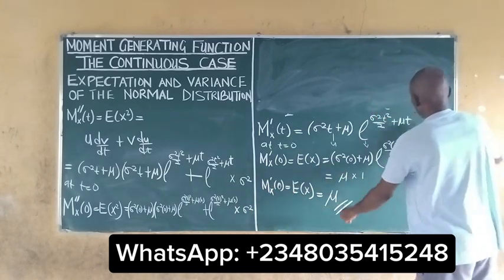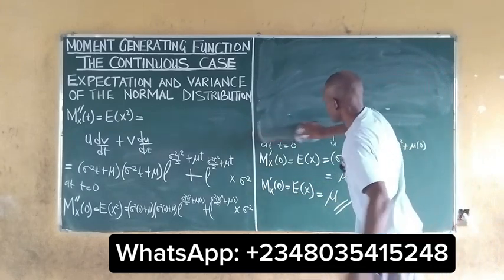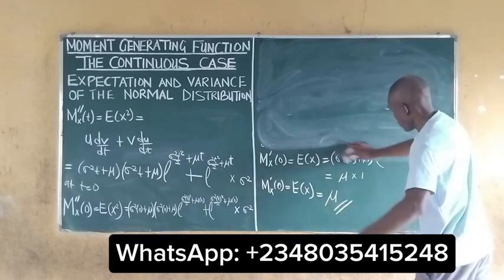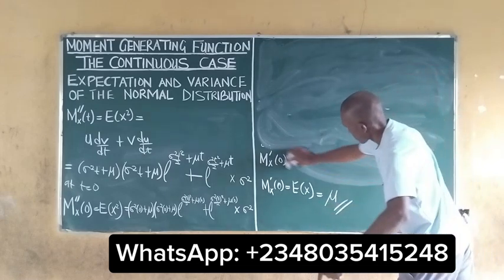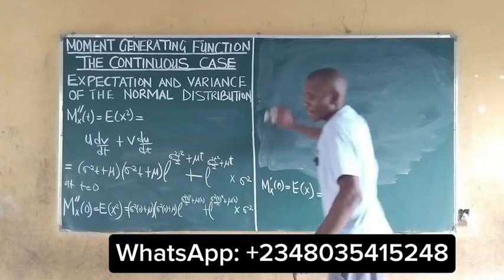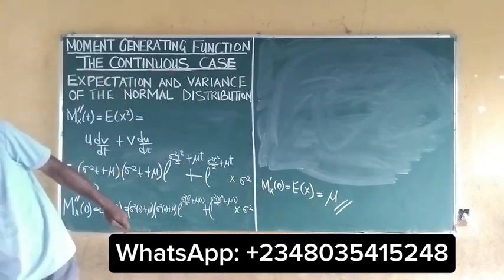Our first moment is mu, so we can delete the whole of this, and leave our first moment.